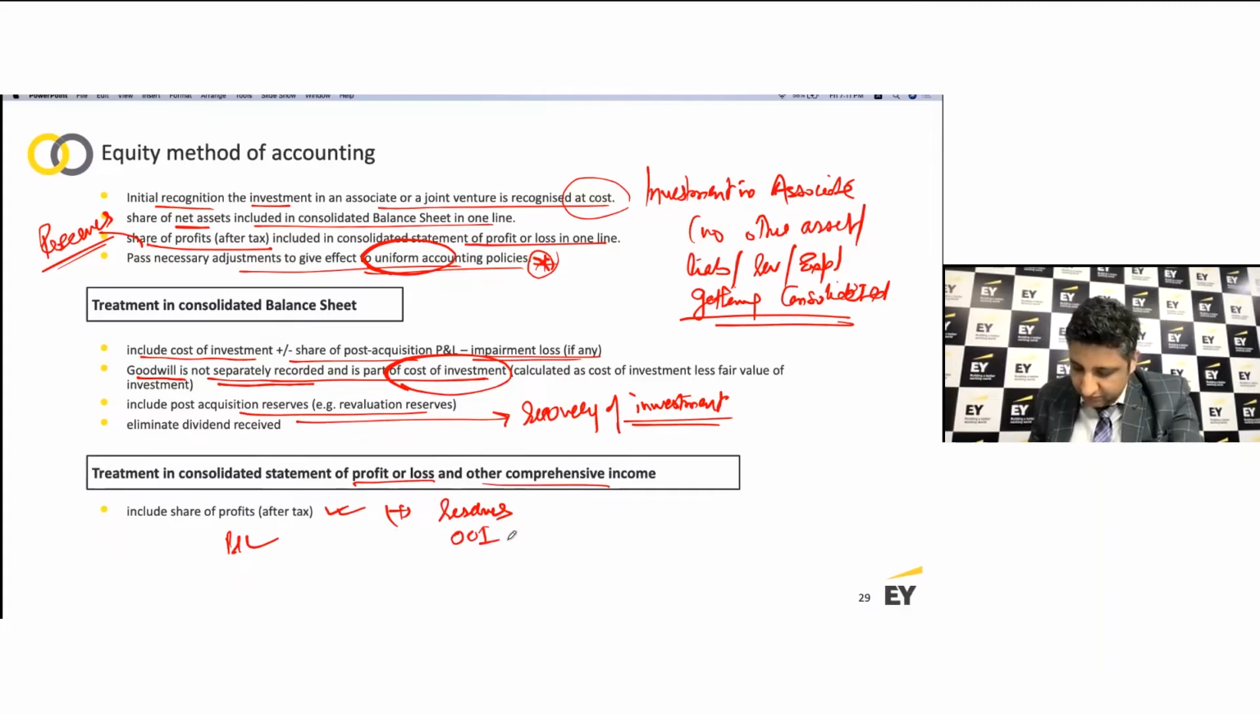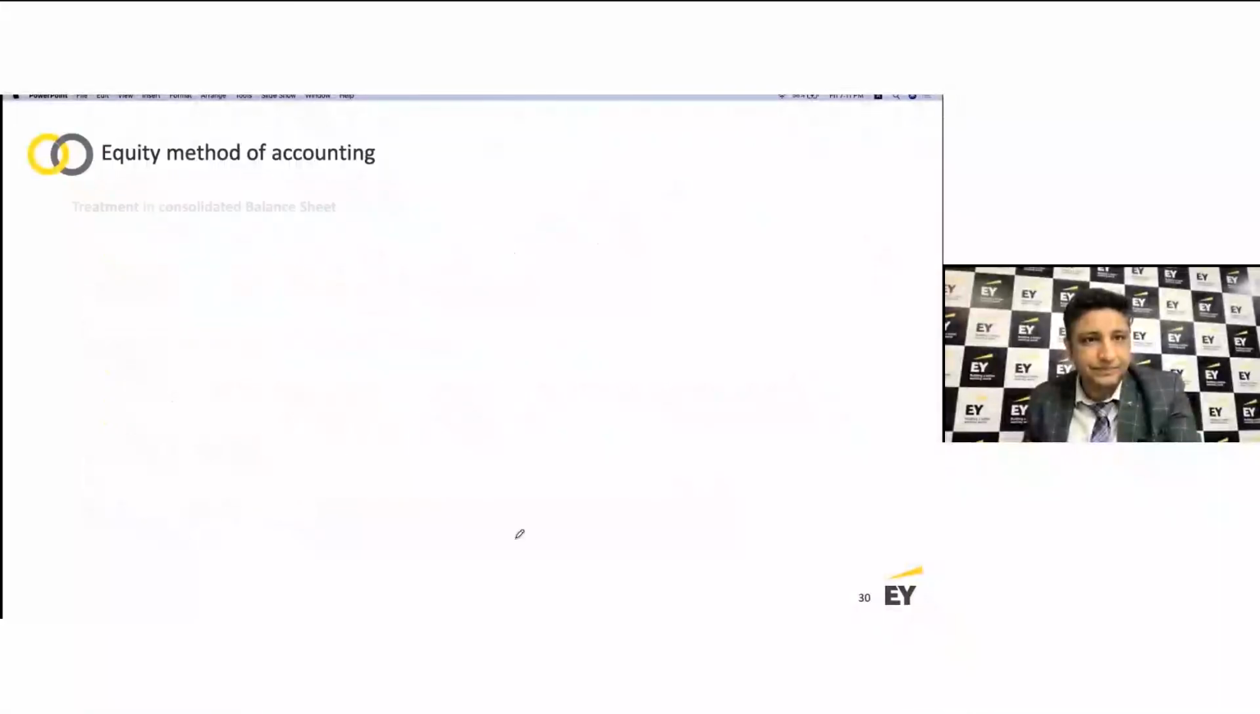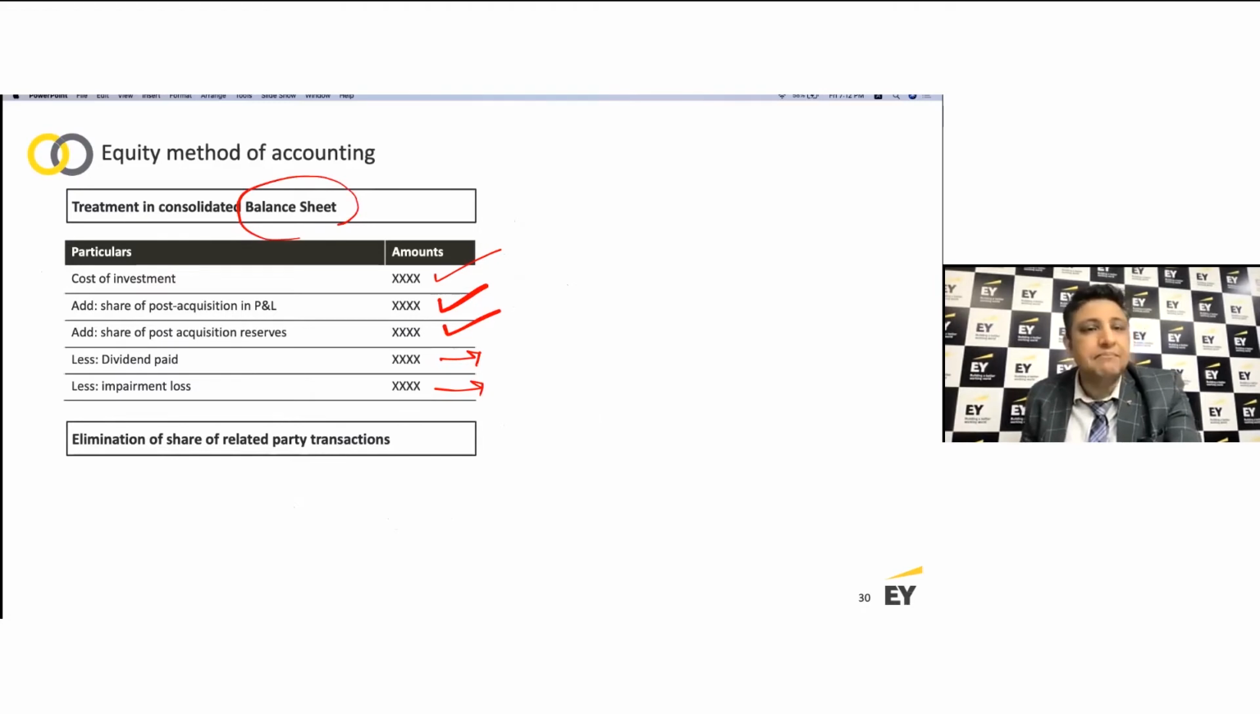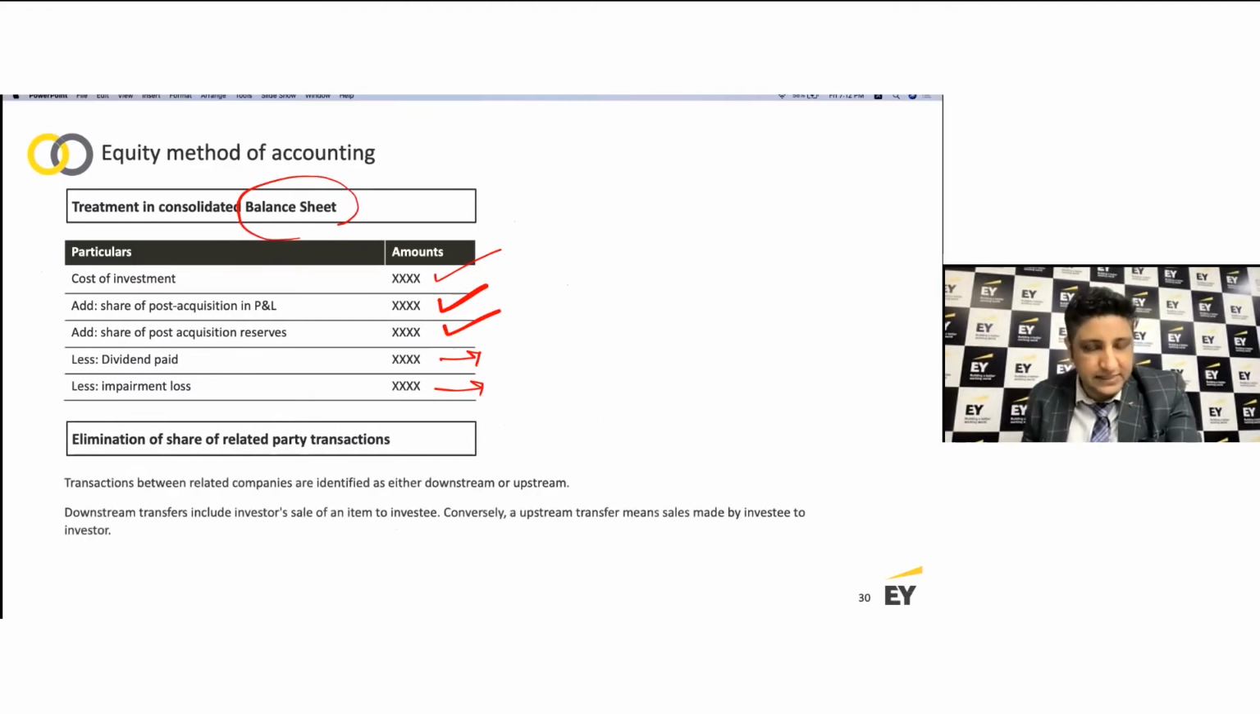This would be your OCI. Just a gist of how it works. We say take the investment at its cost, add the share of profit and reserves, reduce any dividends or impairment loss. There is something at the balance sheet level. And of course, as I said, the transactions could be either downstream or upstream. You just need to take care of it.